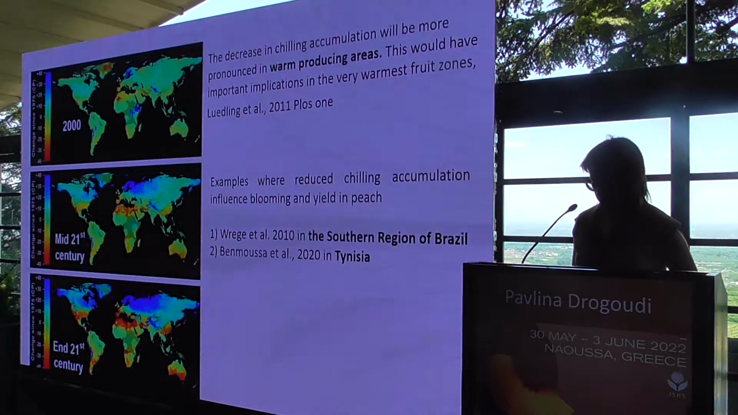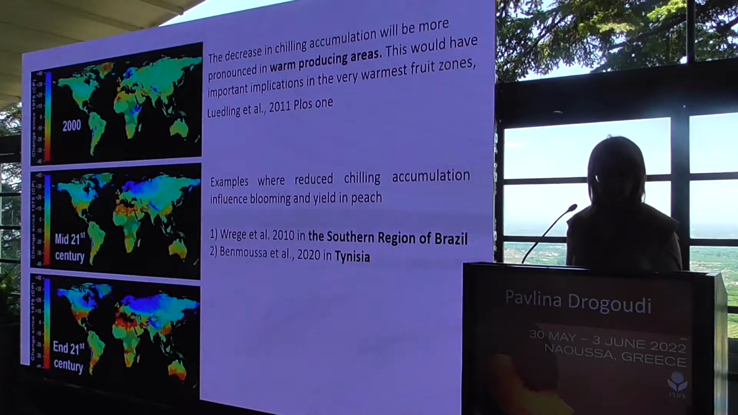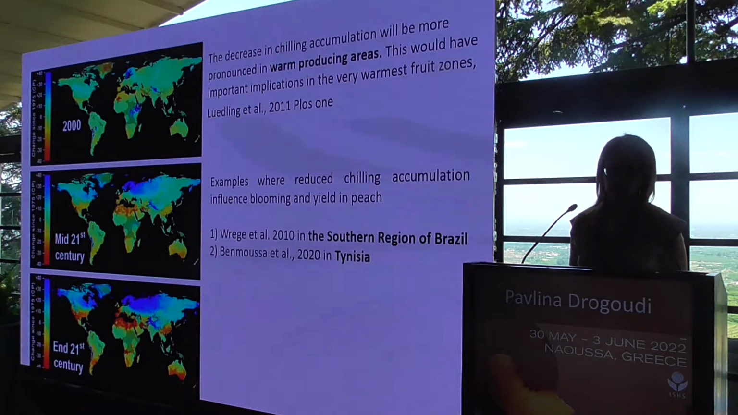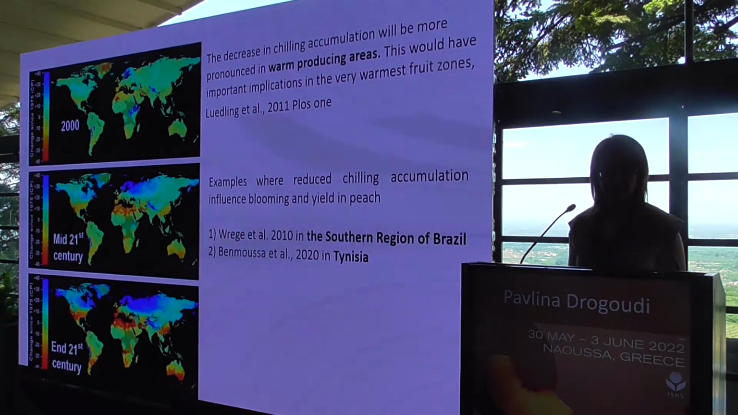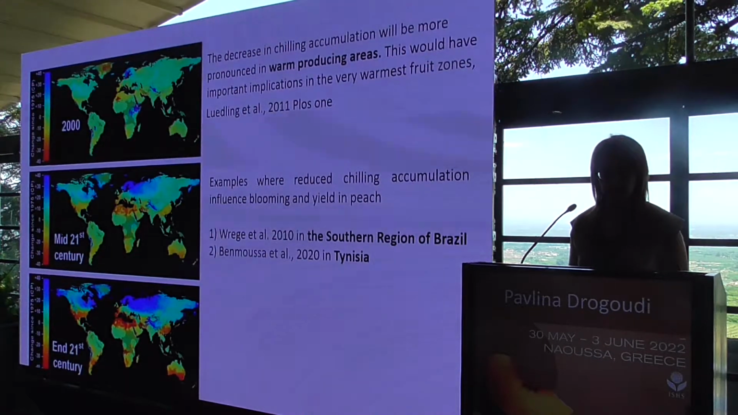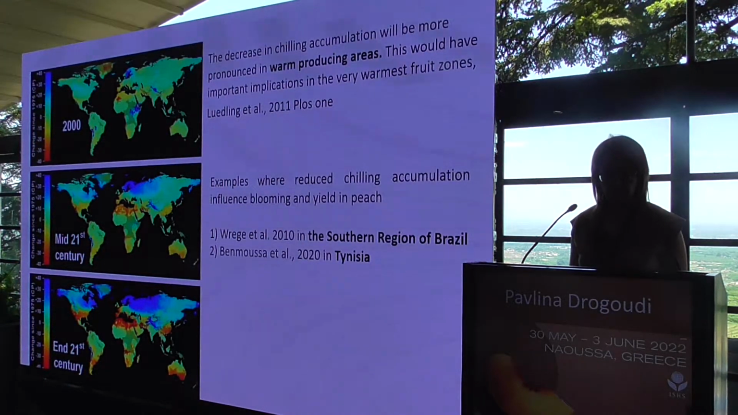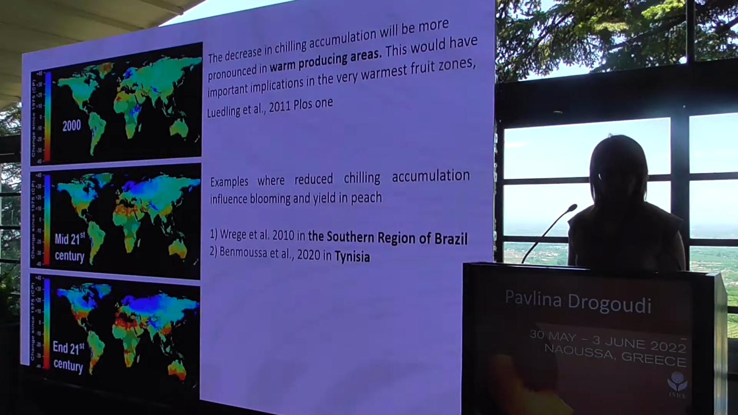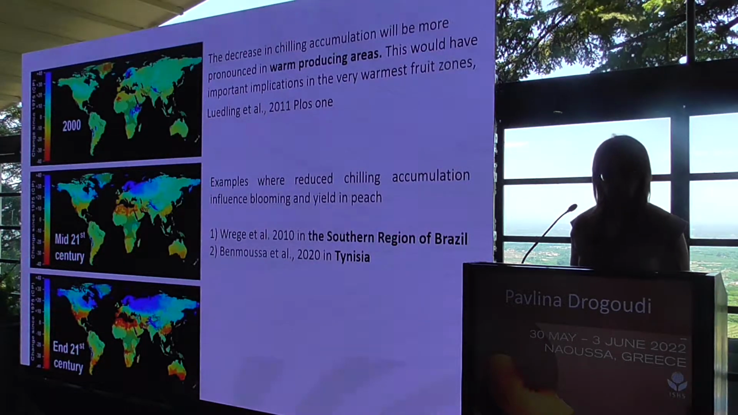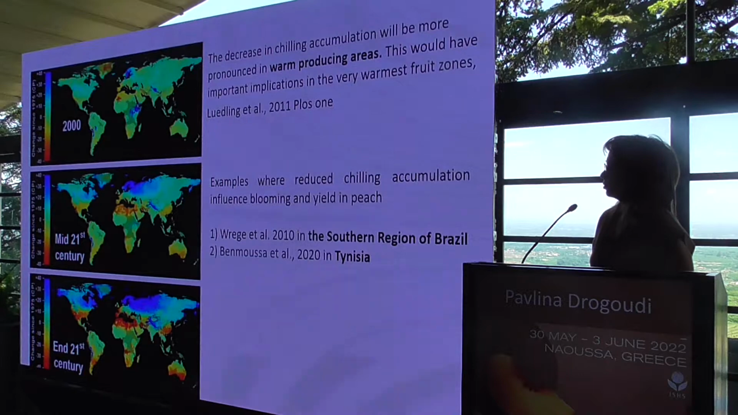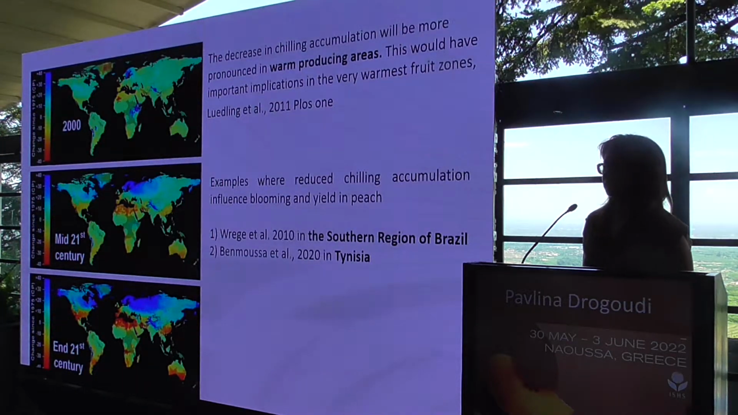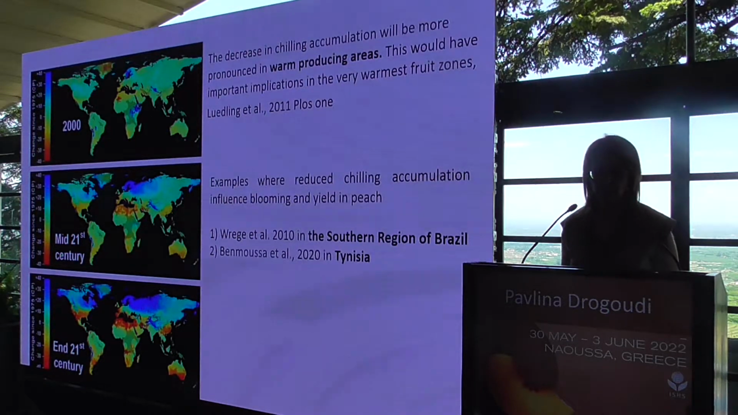You may see that the red areas, the warmest producing areas, that is the southern United States, the Mediterranean area, and southern America, are the ones most affected. And when we see red color, that is a reduction of 20 to 30 chilling portions. We'll see later that this is a big number.